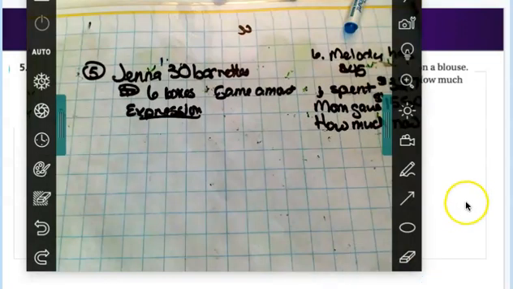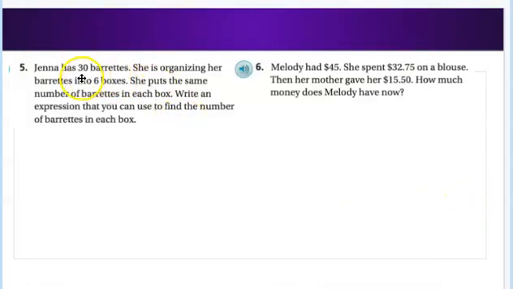Hopefully you worked out these 2 problems. So I pulled out the information. Jenna had 30 barrettes. She's organizing them into 6 boxes. She puts the same number in each box. But here's the trick. Write an expression you can use. So it's not just finding the answer, it's writing the expression that they want to see.